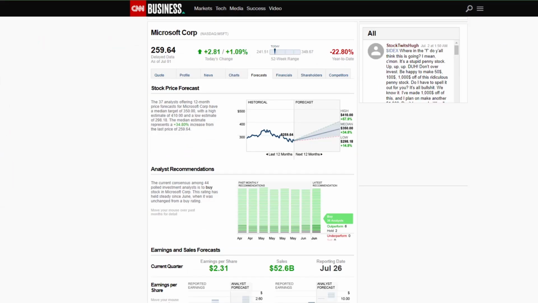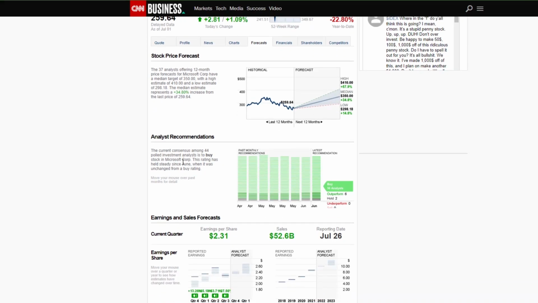And if we come over to an analyst forecasting website such as CNN Business for Microsoft, we take a look at their low, median, and high forecast for the next 12 months. And this is pretty much in line with what Graham's model is actually telling us. So this is fairly in line. And we also come down to their analyst recommendations, 44 analysts, and the total overall consensus is a buy. If you take a look, 36 buys, 6 outperforms, and 2 holds, with 0 underperforms and 0 sells.